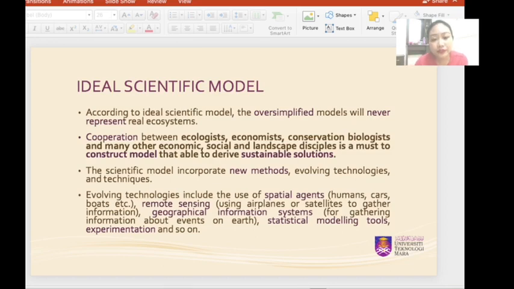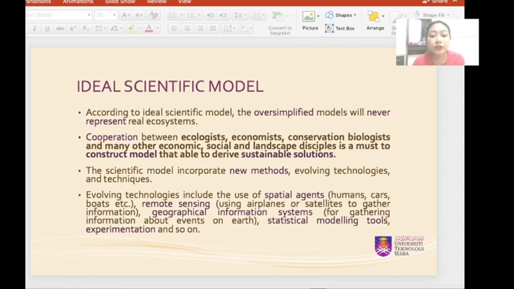According to the ideal scientific model, oversimplified models will never represent real ecosystems. Cooperation between ecologists, economists, conservation biologists, and many other economic, social, and landscape disciplines is a must to construct models that are able to derive sustainable solutions. So from time to time, these kinds of people have to cooperate, yeah, to come up with better models of sustainable development in order to have way better solutions to achieve sustainable development.